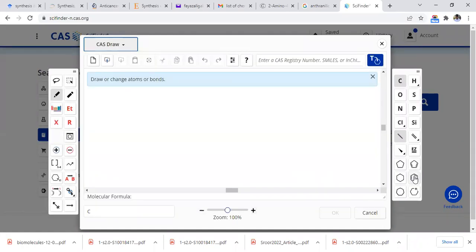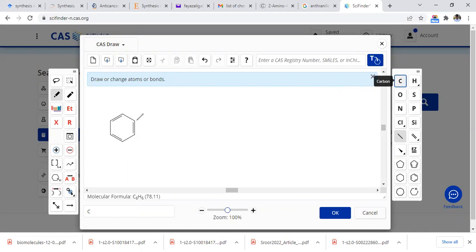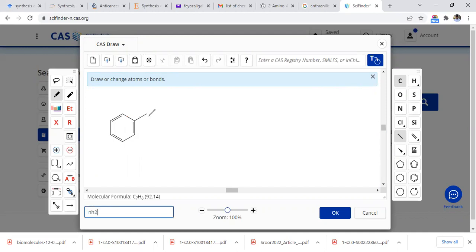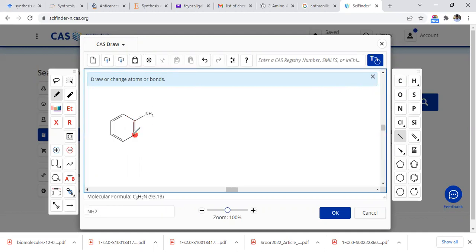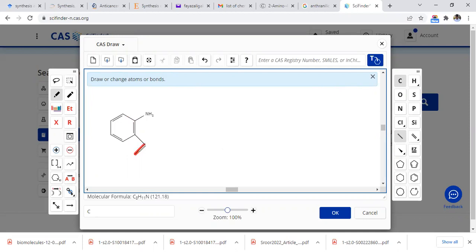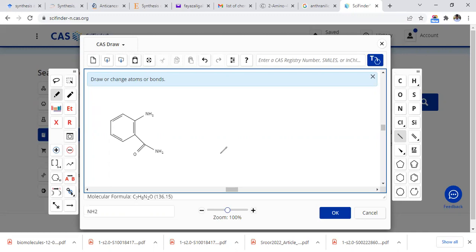Such as, I just write here NH2. Here I write... I have written one substituent.